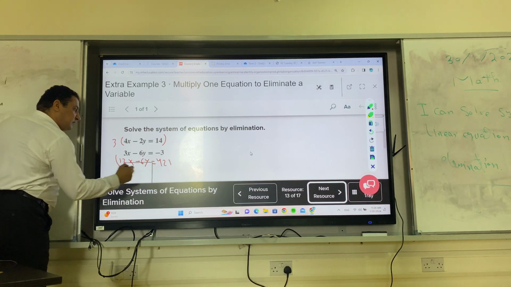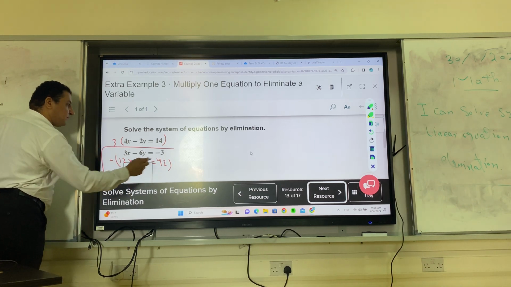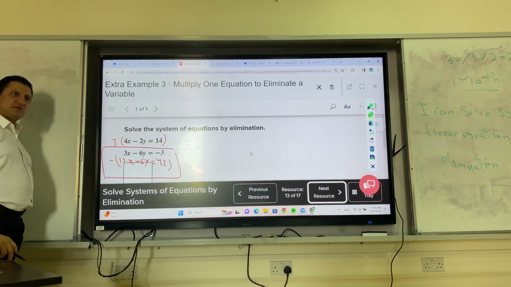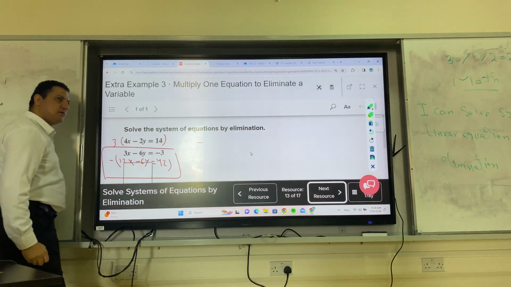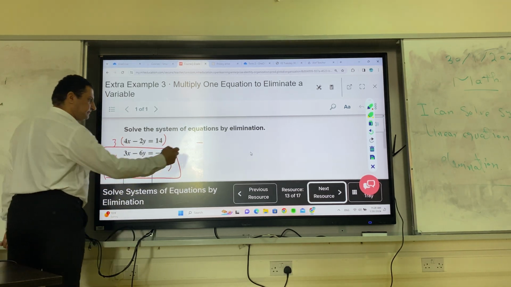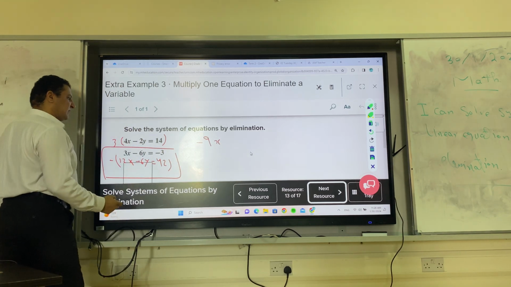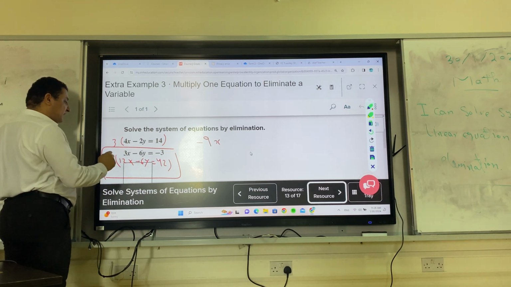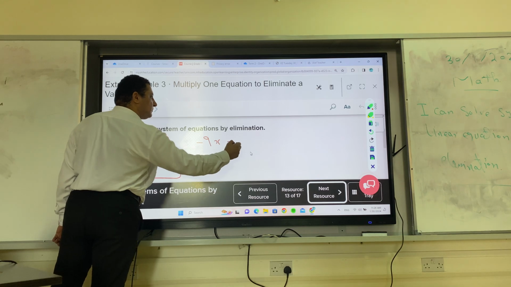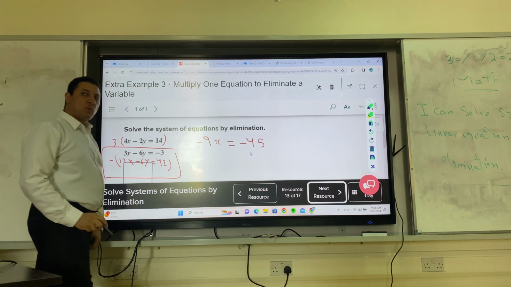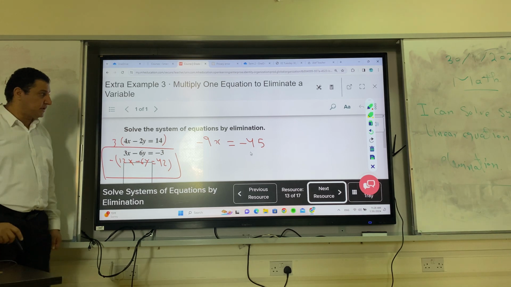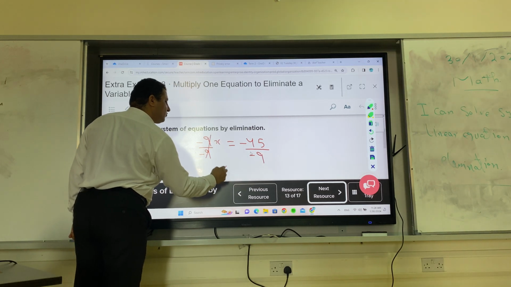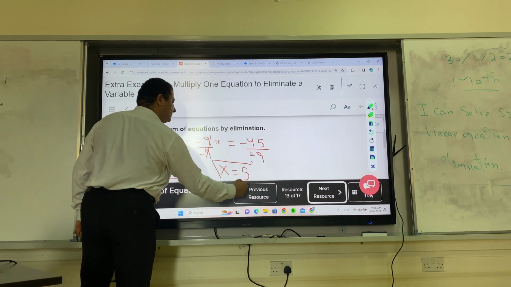Here I can subtract. Subtract what? The second group, this group. Okay? 3x minus 12x is negative 9x. 6y minus negative 6y cancel twice. Negative 3 minus 42. Okay? Negative 3 minus 42 is negative 49. Now, can I divide by negative 9 first? Then x equals 5. Do you agree with this?